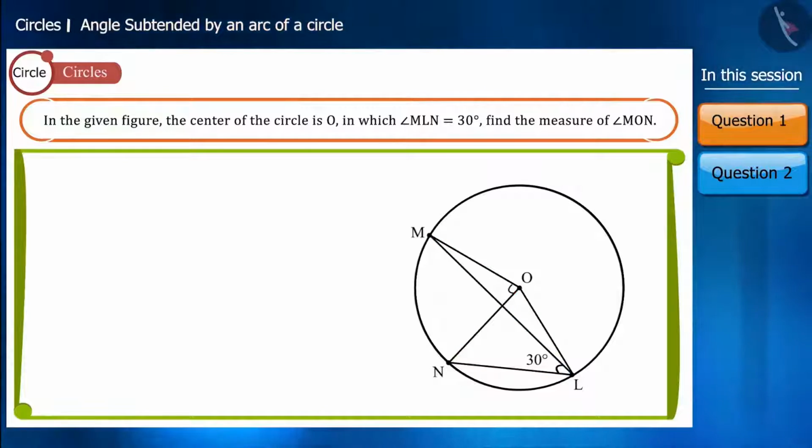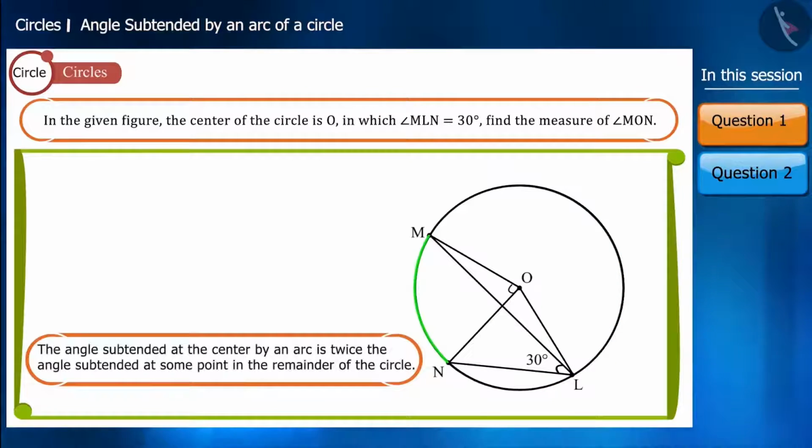Friends, both these angles, angle MLN and angle MON, are formed by the same arc MN. But the angle MON is the angle subtended at the center O, and the angle MLN is at the point L on the remaining part of the circle. Friends, we know that the angle subtended by an arc at the center is twice the angle subtended at any point in the remainder of the circle.